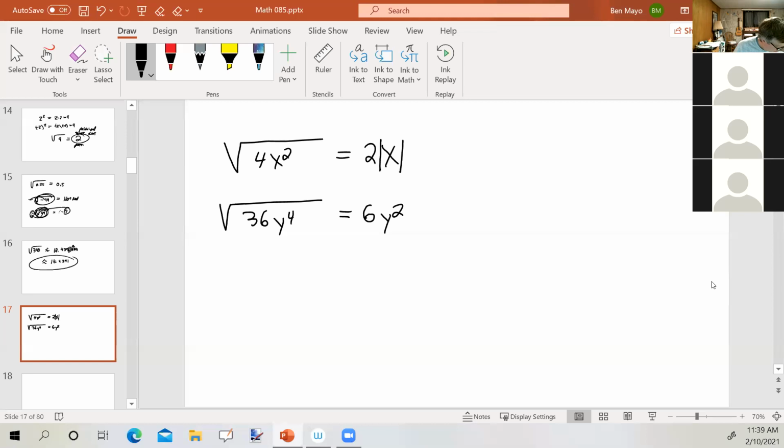Good. How about this one? The square root of 9y to the 6th power. What's the square root of 9? 3. What's the square root of y to the 6th power? Y to the 3rd power.